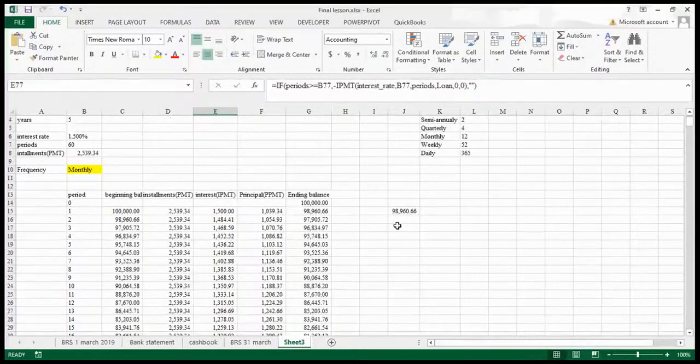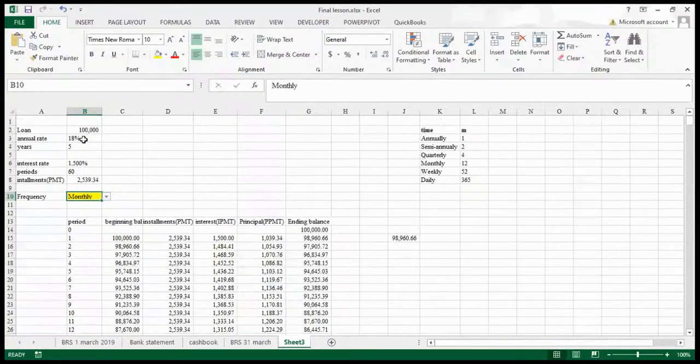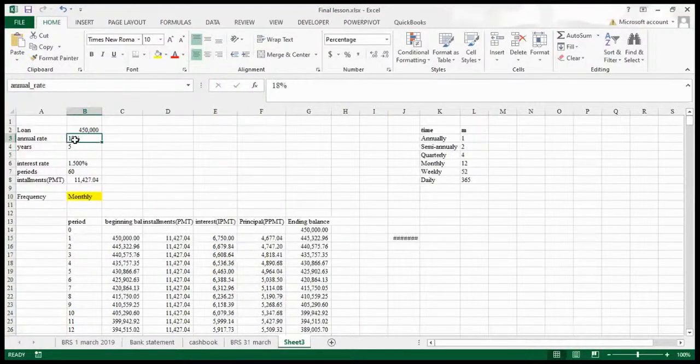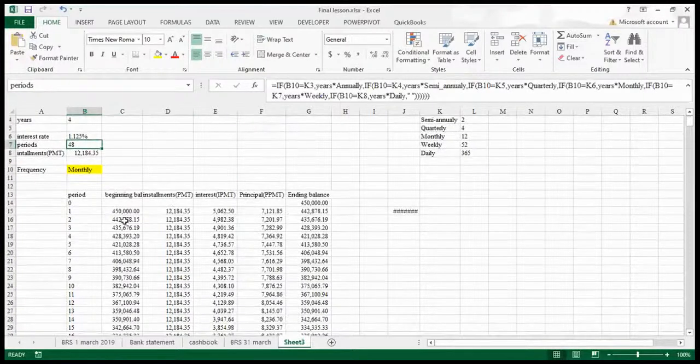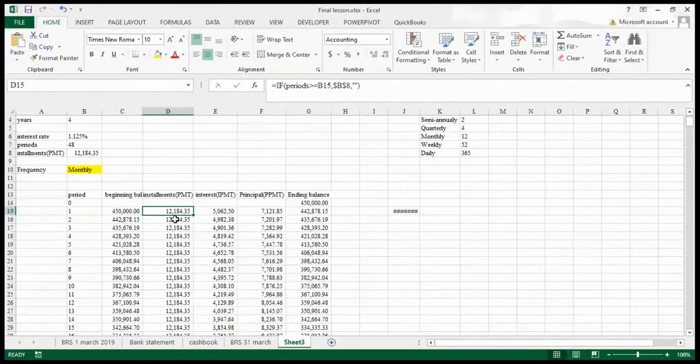The only thing that will keep on changing is the input. So when somebody approaches you in the bank, they want a loan, you tell them this is the interest rate per annum, and the loan amount that you need. Okay, I need 450,000. Then the interest rate is 13.5. It is normally done for 4 years. You are going to pay it on a monthly basis for 48 months. Your monthly payment will be 12,000.